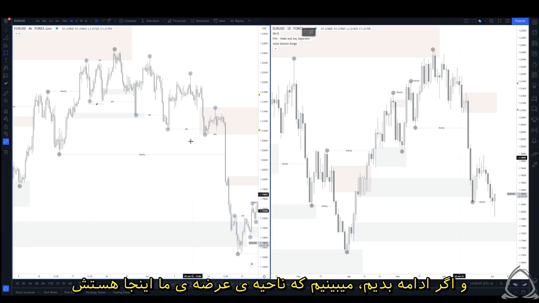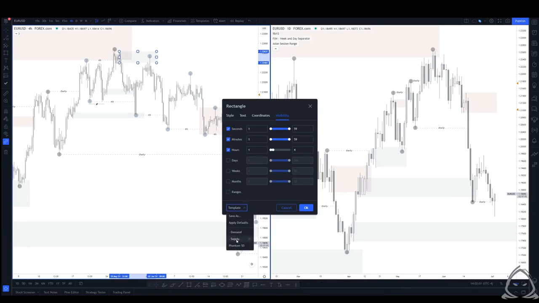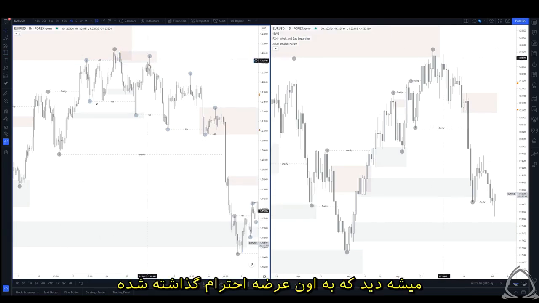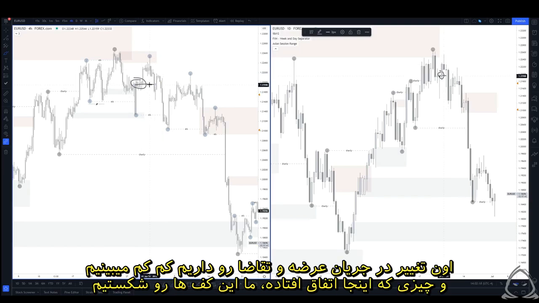And what we can see if we just continue on is we have our supply zone here that's created as a result of price moving. And what we can see is we respect that supply. And realistically, if we were looking at demand, we can see that we have range created demand right here. Price disregards that demand. So we're starting to see that change in the flow of supply and demand.